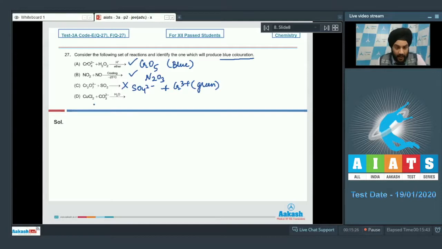If we talk about option D now, we have CuCl2 allowed to react with carbonate ions in the aqueous medium. So this is going to lead to the precipitation of basic cupric carbonate. So we're going to have CuCO3 dot CuOH whole twice. So this is also green in color, students, but the examiner seems to be interested in the blue color, so this will also not be an answer. So if you talk about question number 27, we have to mark the answer as option A and option B. Let us look at the next question now.